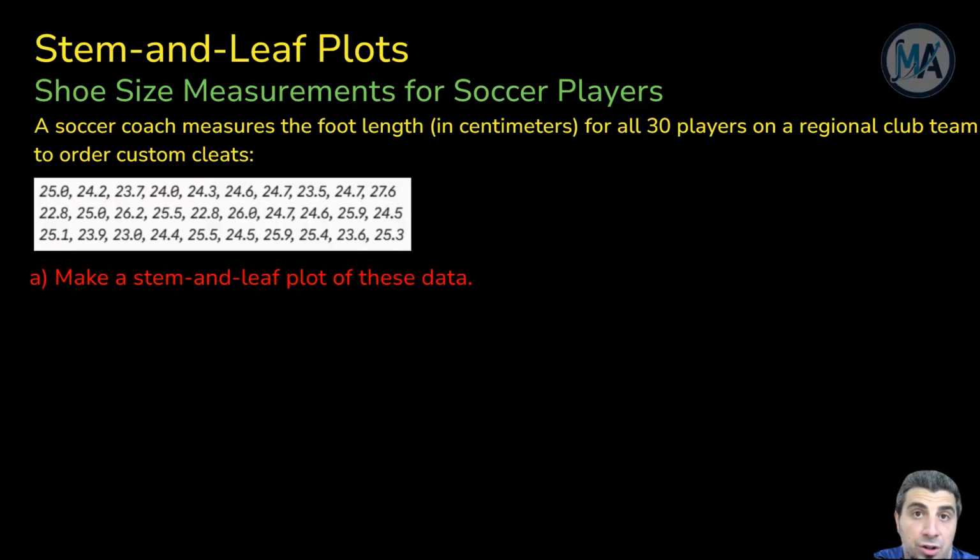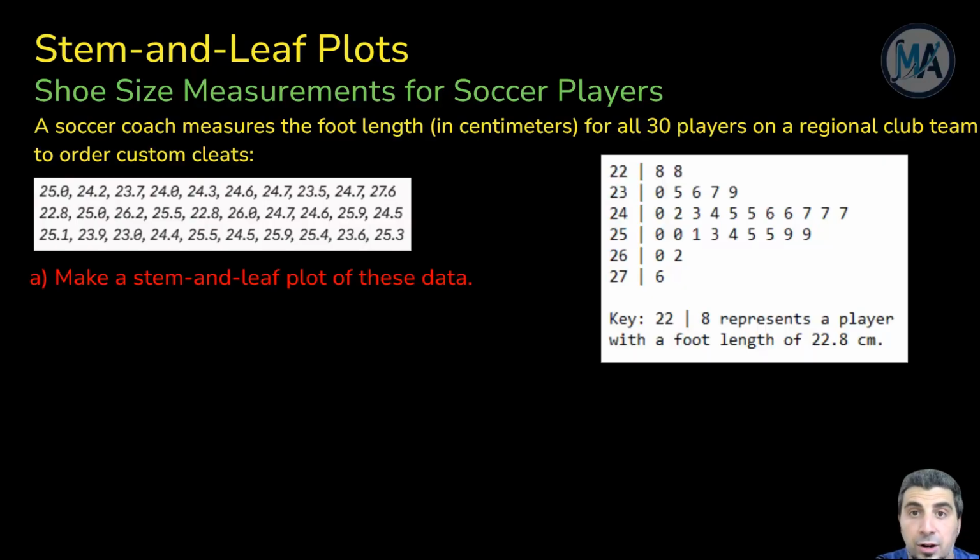So the first step in constructing a stem and leaf plot is identify your stems. Look at your minimum value, which would be 22.8 centimeters, and your max value, 27.6. Our stems will represent the tens and ones place, so 22, 23, 24, 25, 26, and 27. Second, you want to add the leaves. That's the final digit after the decimal point. So for 22.8, 22 is the stem and the 8 would be on the leaves.